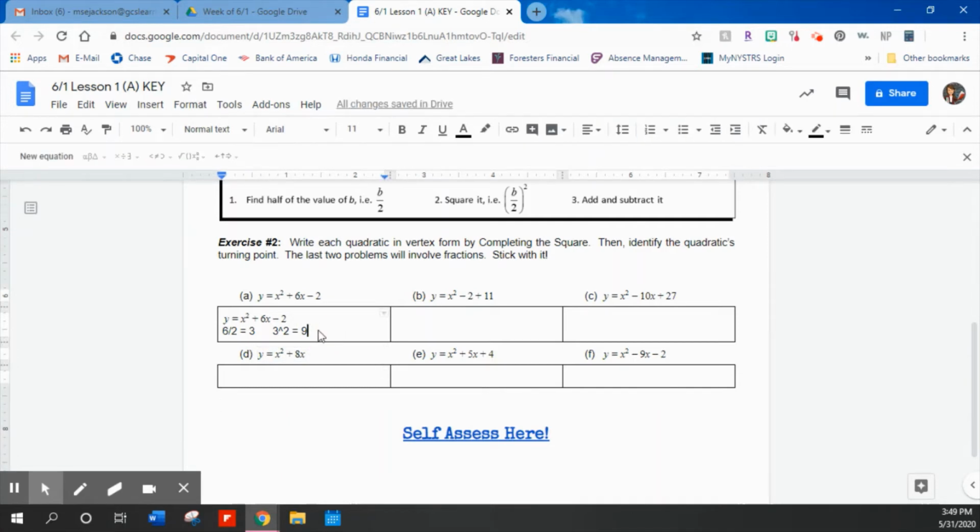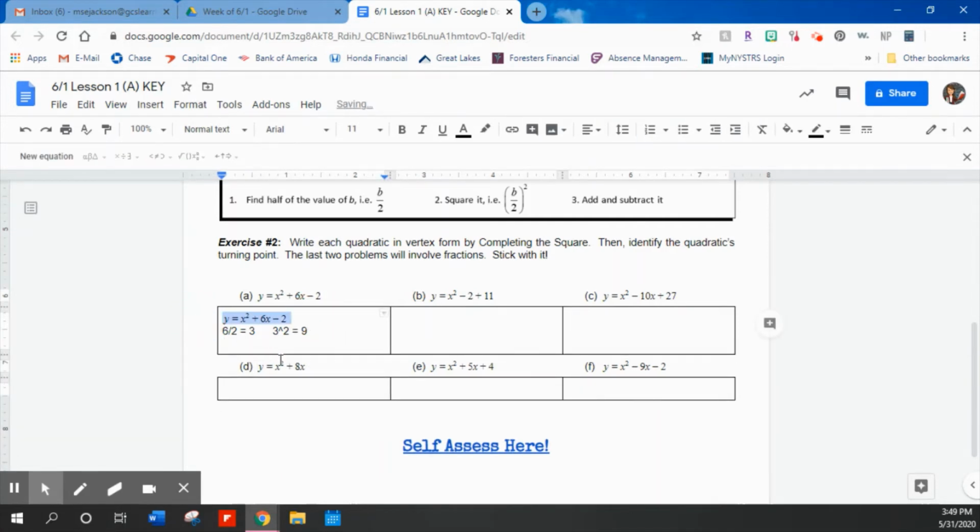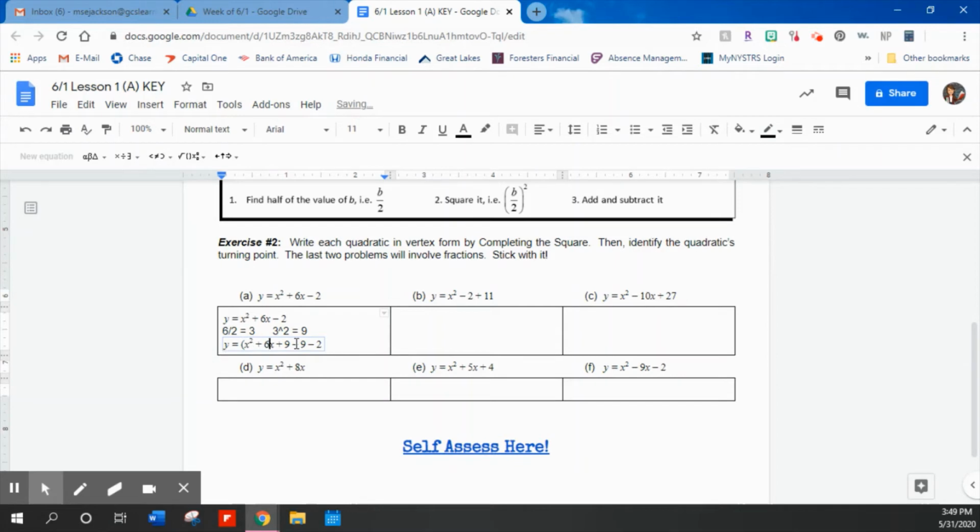Okay, so now we need to add that and subtract that to our original equation, plus 9, minus 9. And then we group the first 3 terms together.